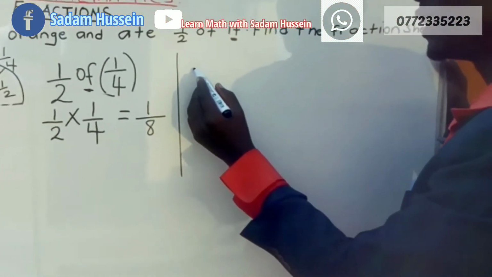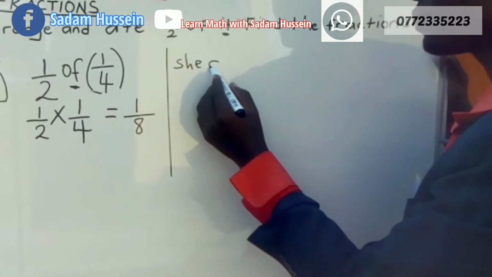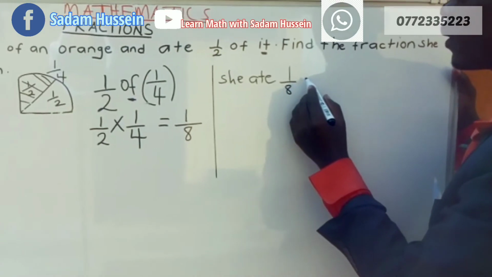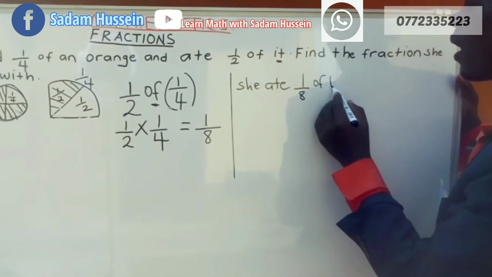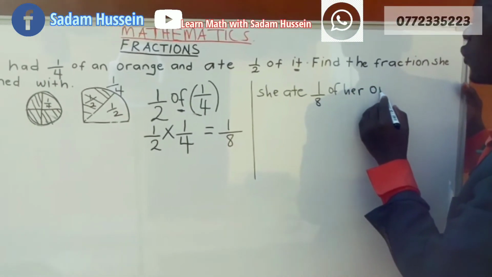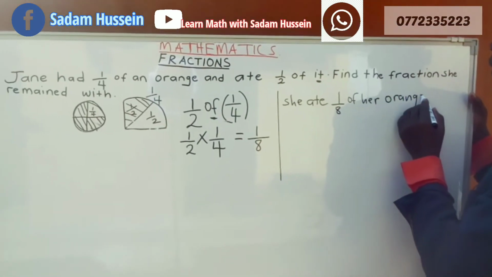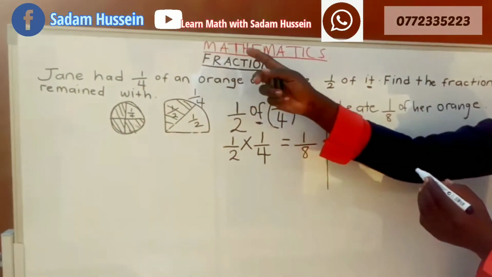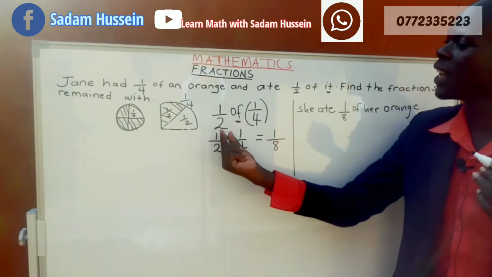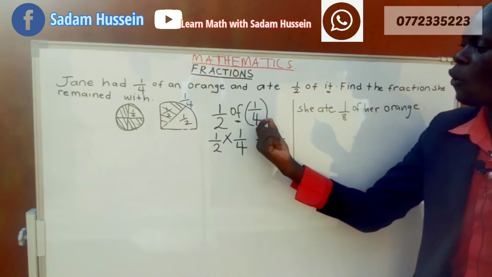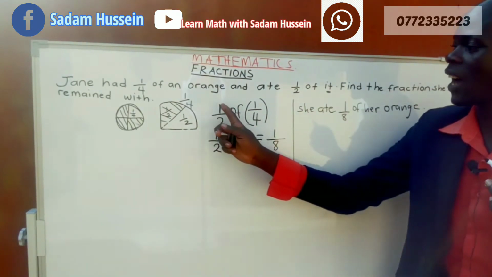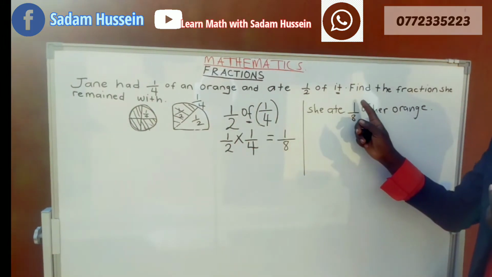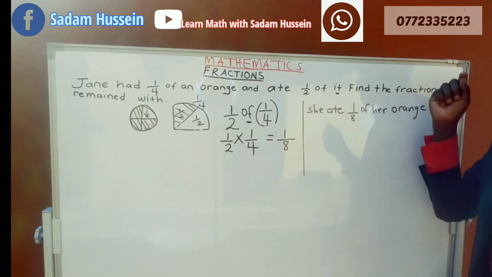Therefore, she ate an eighth of her orange. Which one is her orange? The quarter. Because they are saying she ate an eighth of what she had. I mean a half of what she had. So what's a half of that one? That means she ate 1 out of 8 of that orange.